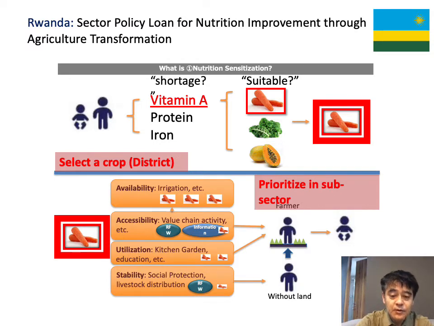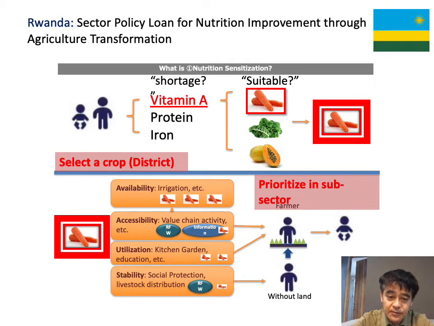a nutrient-focused approach was introduced, which is conducted in 3 stages. First, identification of nutrient gap in each district. What type of nutrient has the biggest gap, and based on this gap, nutrition-dense commodity is identified.